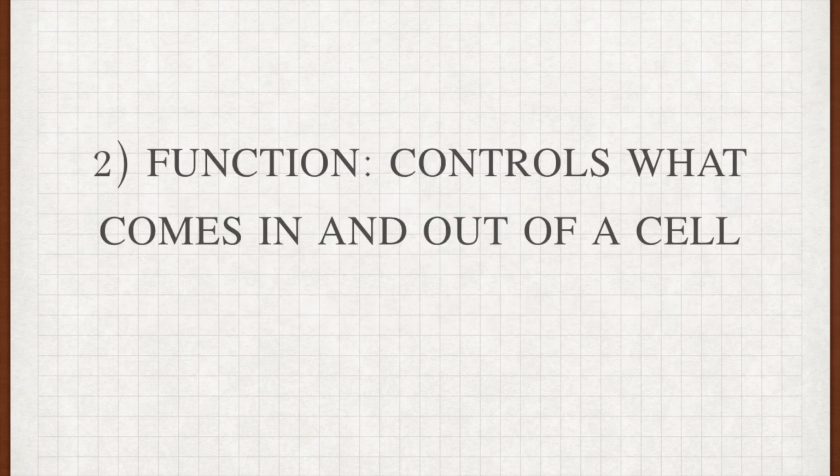Next up, we talk about function. So there are a lot of functions of the plasma membrane. For example, it is involved in adhesion, it is involved in recognition, and also transport of things. But the main function would be the plasma membrane controls what comes in and out of a cell. So in this case, you would choose the main function and use it in your definition.